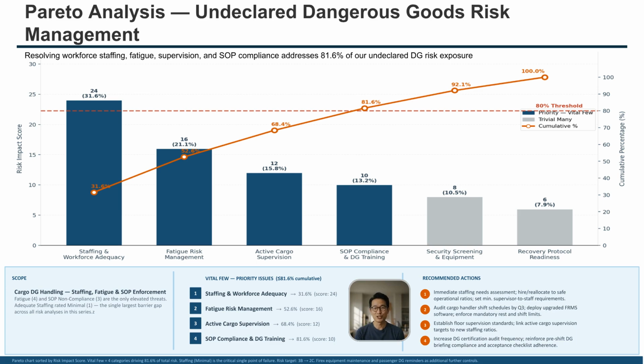Our Pareto analysis uses the 80/20 rule to focus on the vital few issues. Staffing, fatigue, supervision, and SOP compliance drive 81.6% of the total risk. Executing the 4 recommended actions, including immediate staffing assessment and FRMS deployment, will neutralize the undeclared dangerous goods threat profile and achieve our 3B to 2C target.